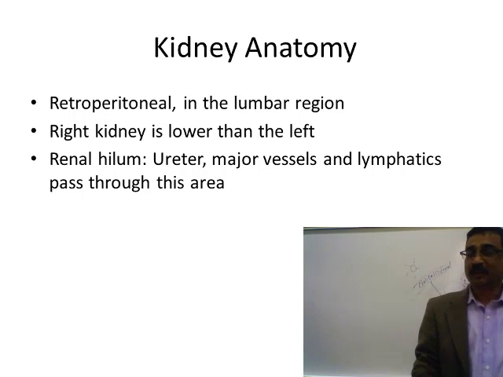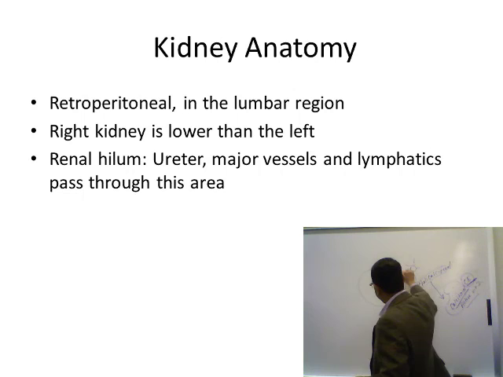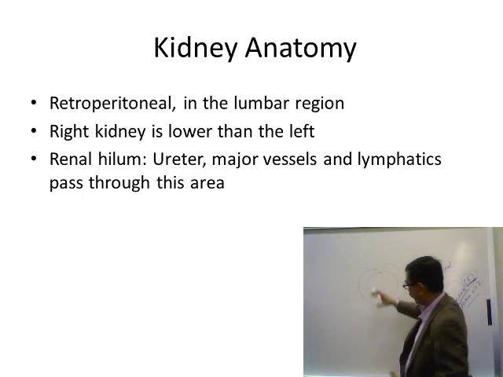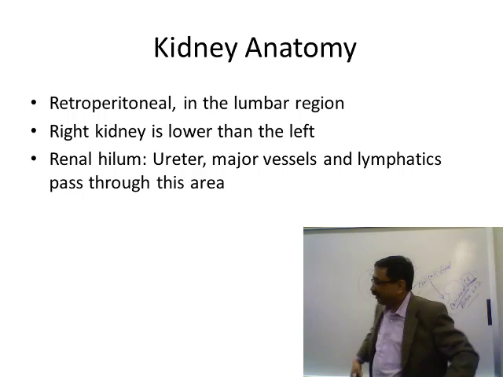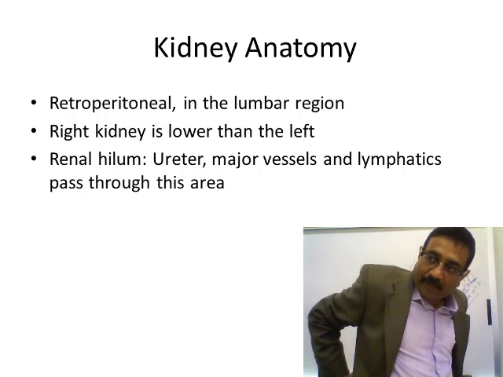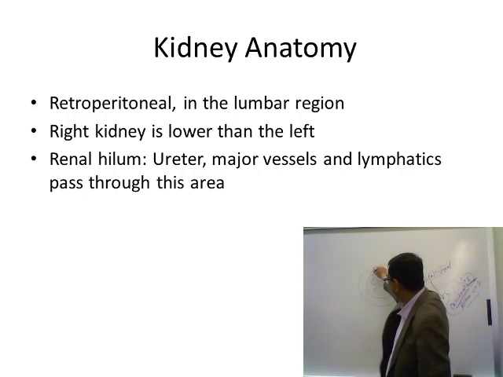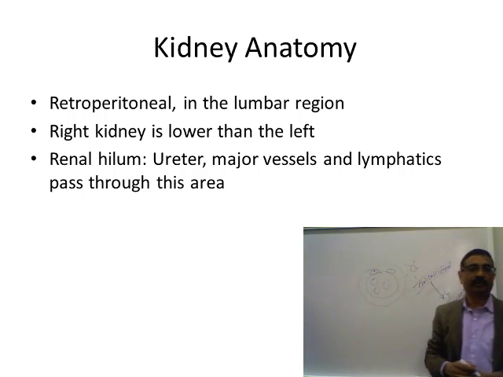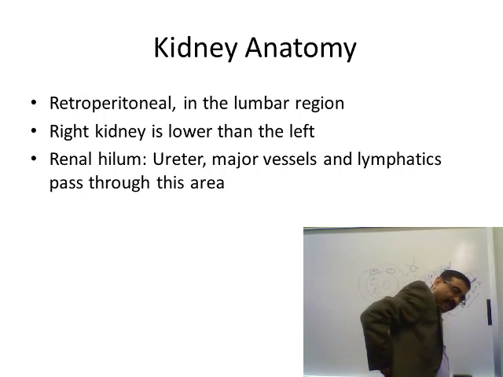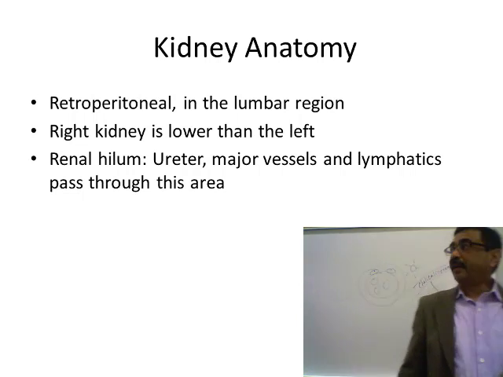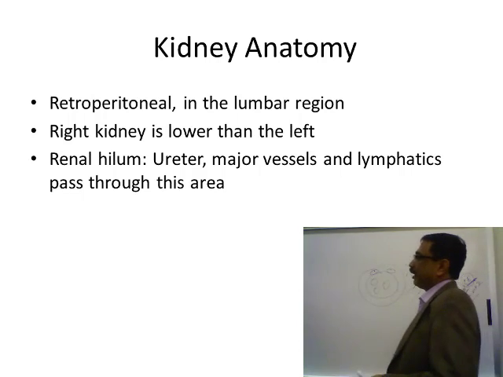Kidneys are retroperitoneal. In last lecture, I showed you that most of the organs of your abdominal cavity are intraperitoneal. That means inside the peritoneal cavity. But your kidneys are in the back, and they are located behind the peritoneum. So that's why the kidneys are called retroperitoneal organs. In the lumbar region here, the back. Right kidney is slightly lower than the left, I showed you, and you know the reason why. The liver is in the right side.